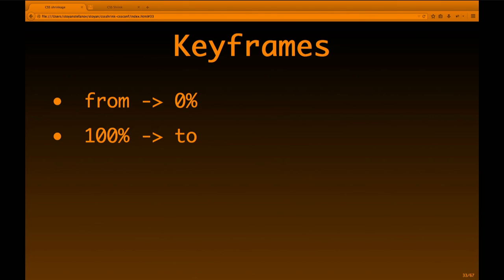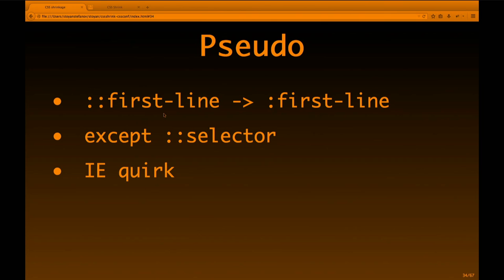Keyframes. If I see the word from, I make it 0%. If I see 100%, I make it 2, because it's shorter. All the pseudo selectors, they have this old syntax, which is a little shorter. And there's a quirk in IE that needs to be addressed.